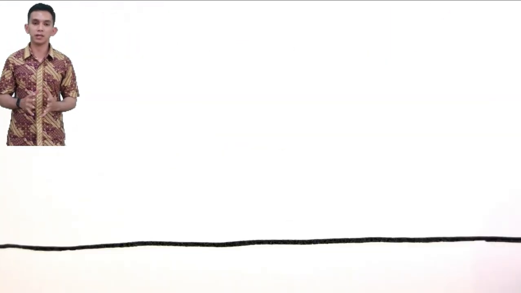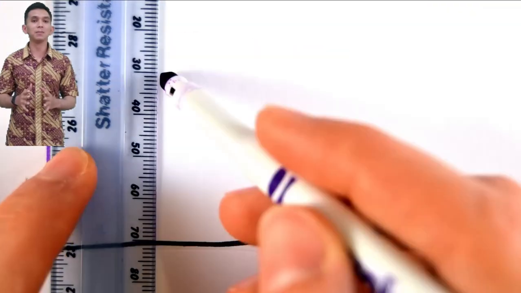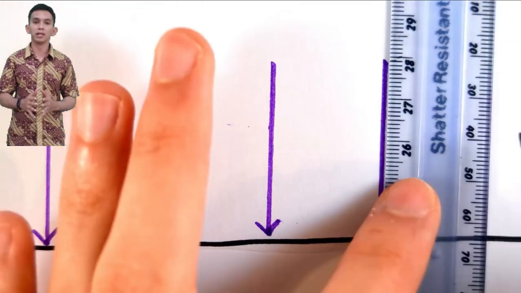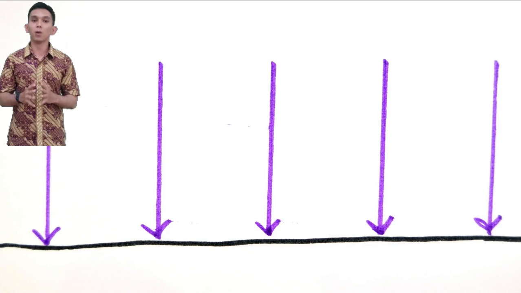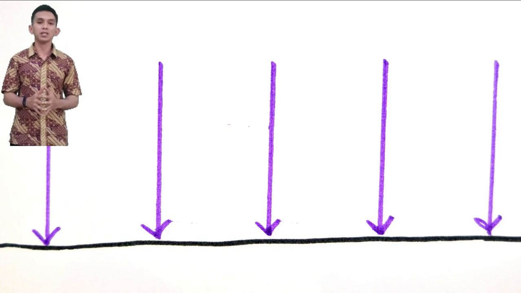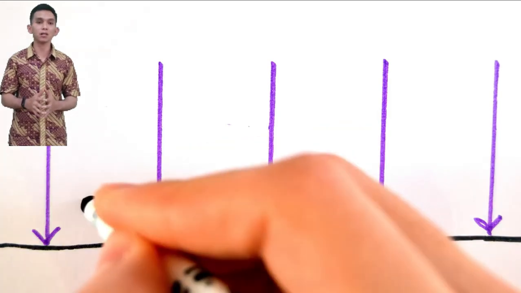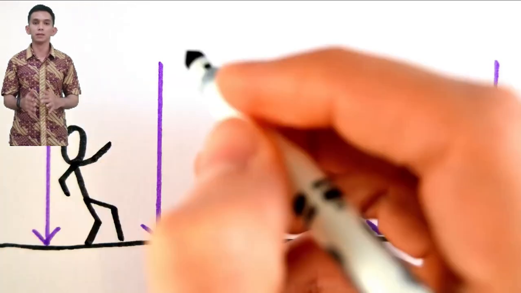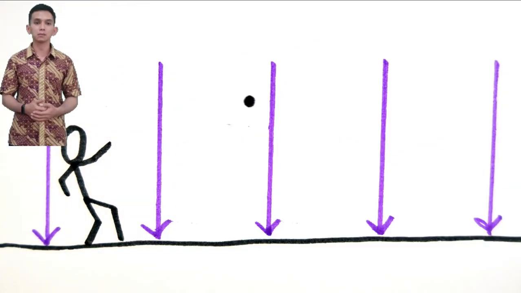On the surface of the Earth, the gravitational field is approximately uniform because the field lines are virtually pointing in the same direction and are equally spaced. This is why we assume the acceleration due to gravity is a constant 9.81 meters per second squared.